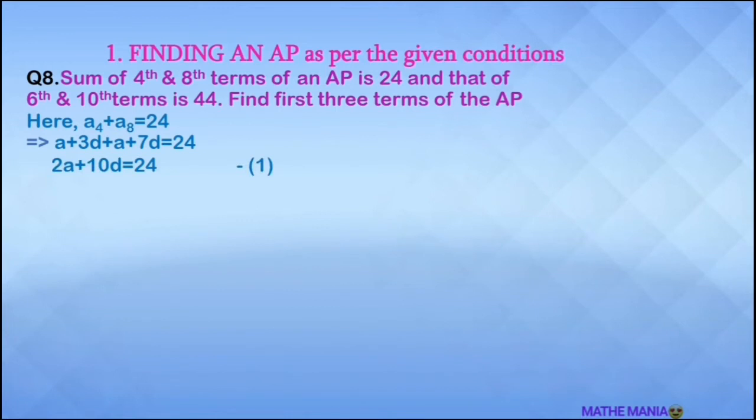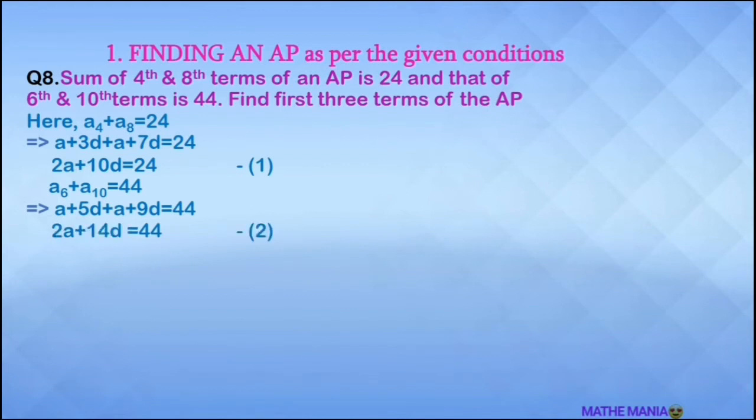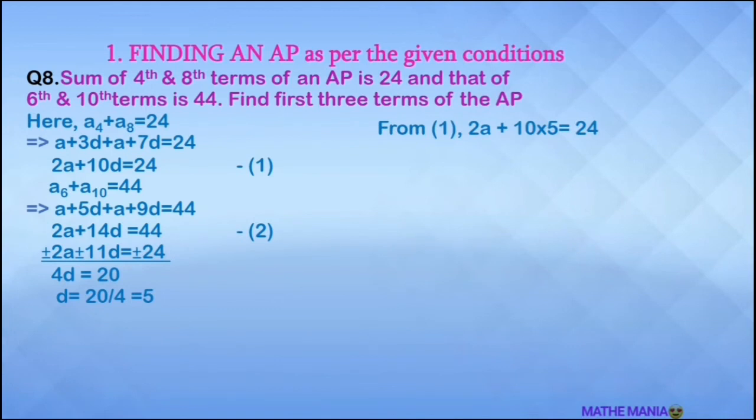Now children, note here that you can even simplify this equation further by dividing throughout by 2. But I have not done it here because the other equation also has the same coefficient 2A. By using the condition A6 plus A10 is equal to 44 and solving, we get the equation 2A plus 14D is equal to 44. On subtracting first from second, you get 4D is equal to 20 and hence D is equal to 5. Putting the value in first equation, we get 2A is equal to 24 minus 50, and so A is equal to minus 13.